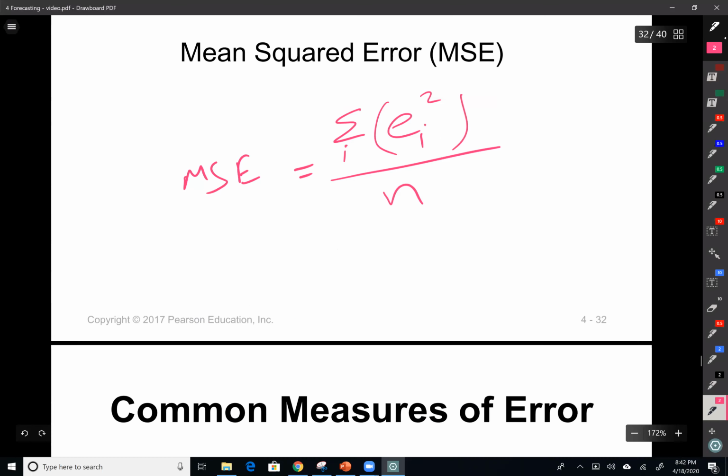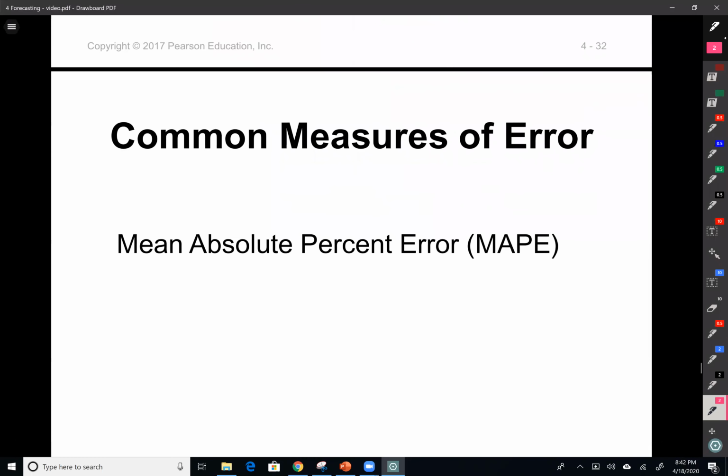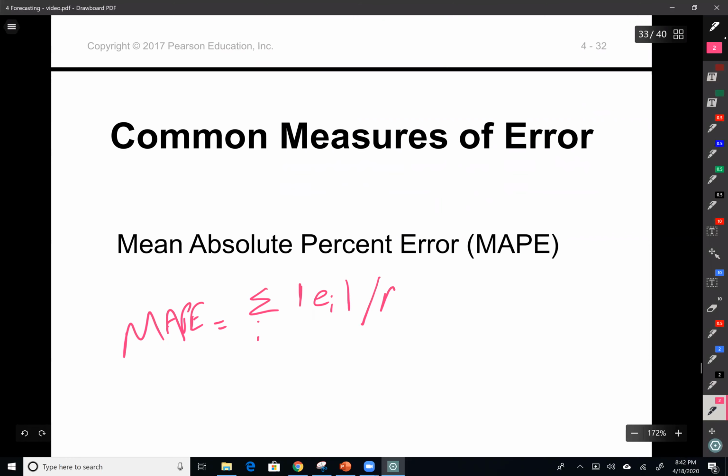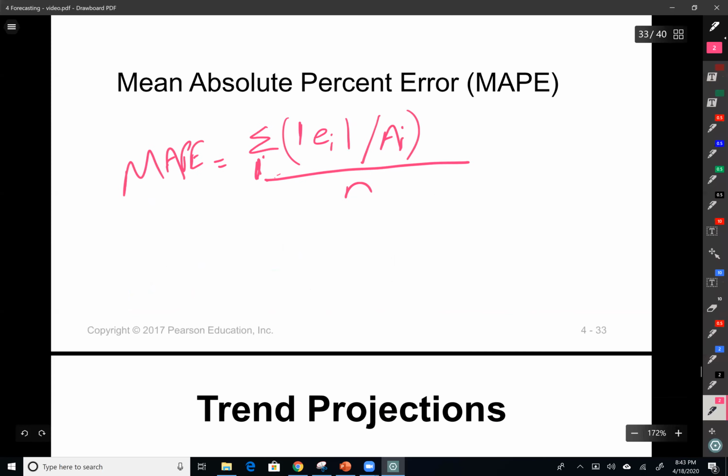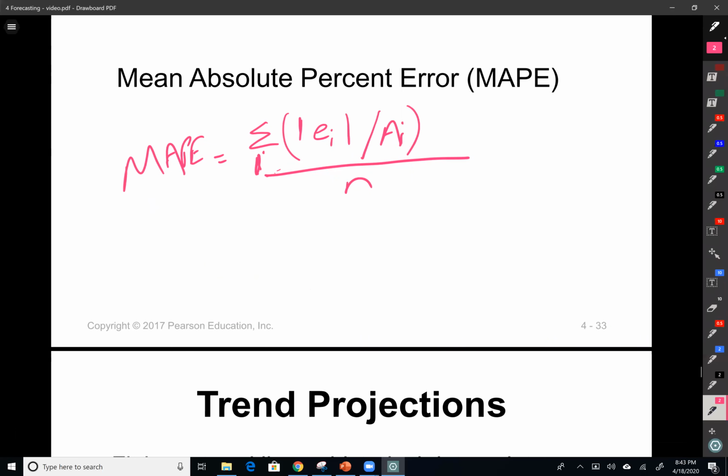Okay, and then for MAPE, what you do is mean absolute percent error. You add over every period the absolute value of your error divided by the actual value over i periods, and then you divide this by the number of periods. Okay. Again, when I show you this in Excel, you will see that it's much easier. So this is how we measure error.